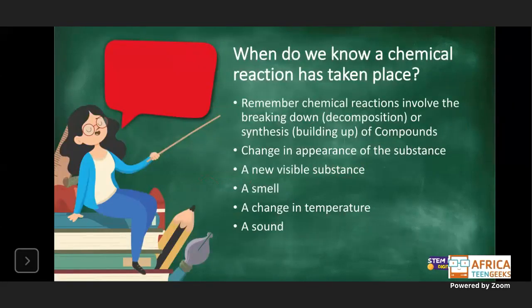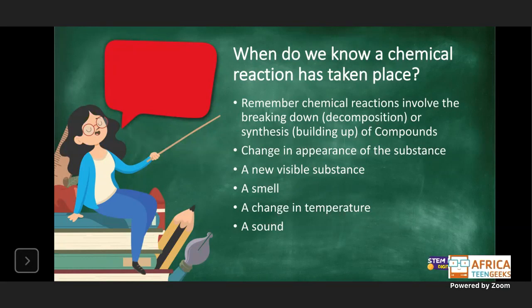Okay, so critical question. When do we know that a chemical reaction has taken place? So guys, an important thing, remember in chemical reactions, as I said, it involves breaking down, which is referred to as decomposition, or the synthesis, which is the building up of compounds. Okay, so we either have a breakdown of our reactants or we have a build up of our reactants. So that is also just a simple explanation of chemical reactions. All right.